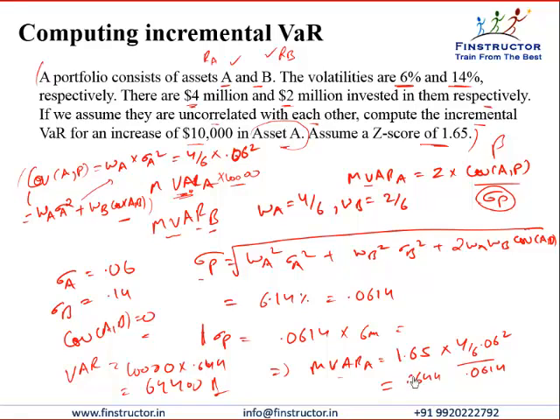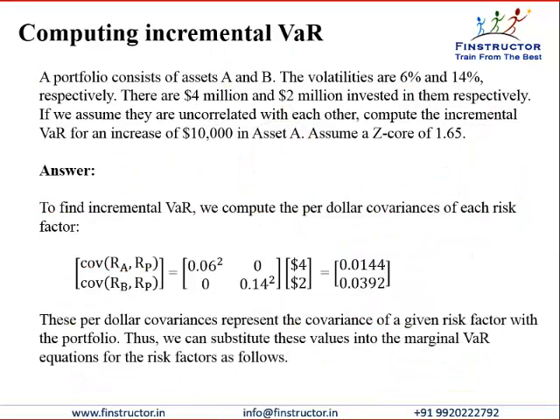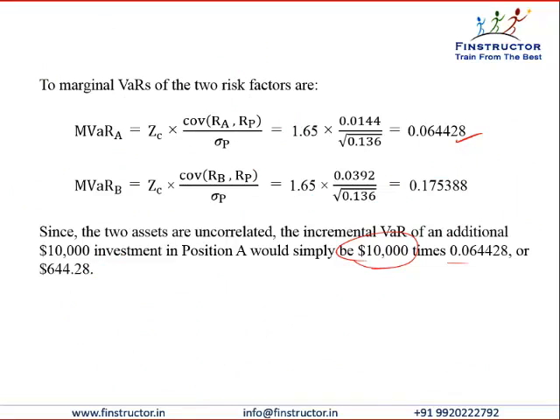Please check, this will come out to be 0.0644, and hence it will be into 0.0644, that is $6,440 approximately. Or for a 1 unit increase, this will increase by 0.01 unit increase in the asset, the VAR will increase by 0.06 units, not 0.6 units. Please verify the answer.